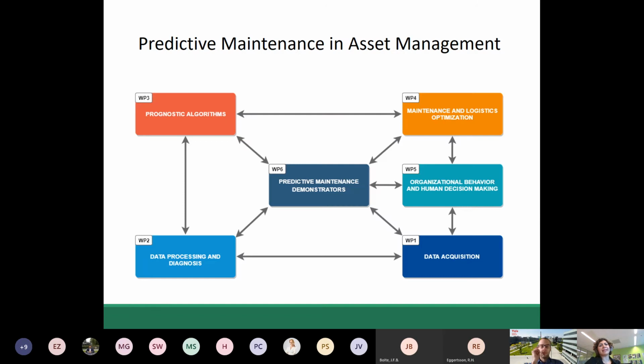Now, predictive maintenance in asset management. These are the work packages that we have within PrimaVera. And they're not linear. There is a loop, as you see. For example, there is an interaction between work package 6 and all the work packages. So I want you to think about these work packages and try to link them to the general terms and the general slide of asset management. And we will go through it in the following slides. We will try to discuss some similarities and differences.